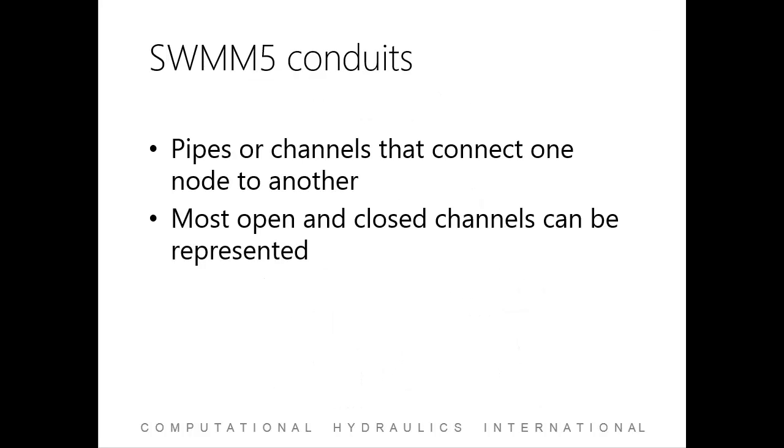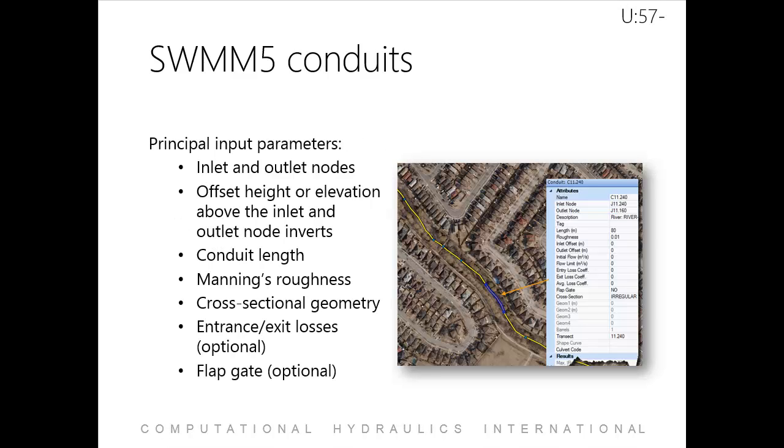In SWM 5, conduits are pipes or channels that connect one node to another. Most types of open and closed channels can be represented. The principal input parameters for SWM conduits are inlet and outlet nodes, offset height, length, roughness, and cross-sectional geometry. Optionally, you can also assign entrance and exit losses or flap gates to the conduit.